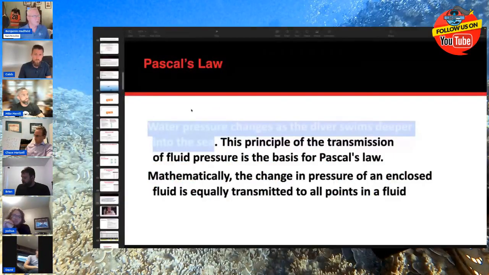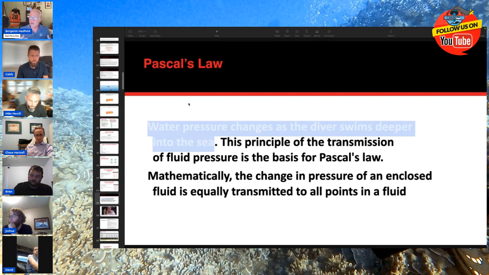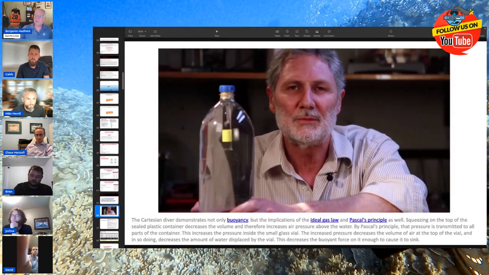So where I kind of ended on Monday night was I wanted to jump a little bit into Pascal. Pascal's law is one we don't talk a lot about, but water pressure changes as a diver swims deeper into the sea. This principle of transmission of fluid pressure is the basis for Pascal's law. Mathematically, the change in pressure of an enclosed fluid is equally transmitted to all points in the fluid. Where we can see this most easily is with a Cartesian diver.